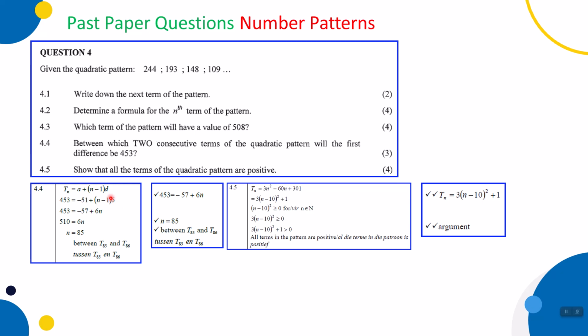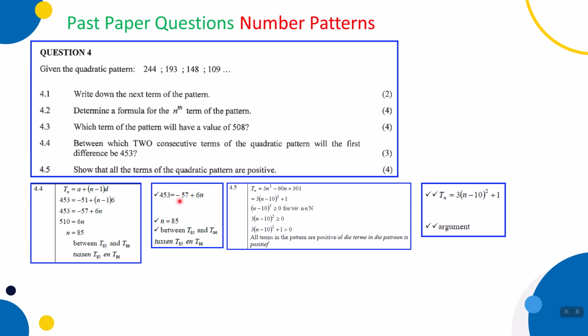So times 6. So you simplify, 453 equals, if you multiply that 6 in, you'll get a 6n minus 6. So negative 51 minus the 6 is negative 57 plus the 6n. Take that 57 to the other side, you get 510 equals 6n. Divide both sides by 6, n equals 85. So it lies between the 85th and this 86th term. So between T85 and T86.